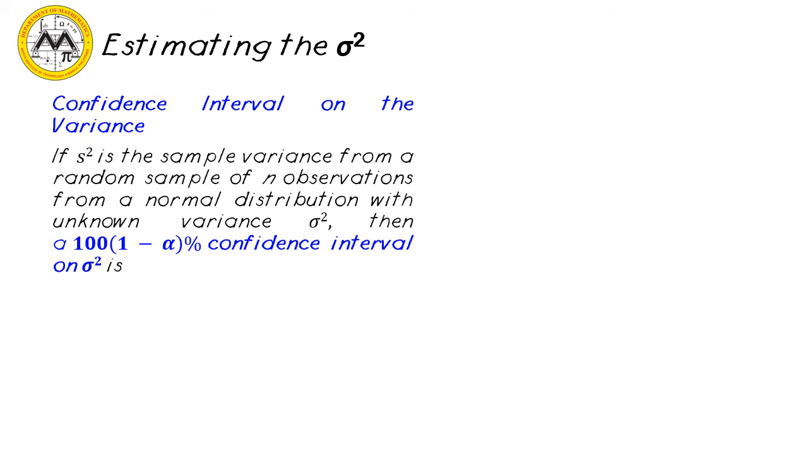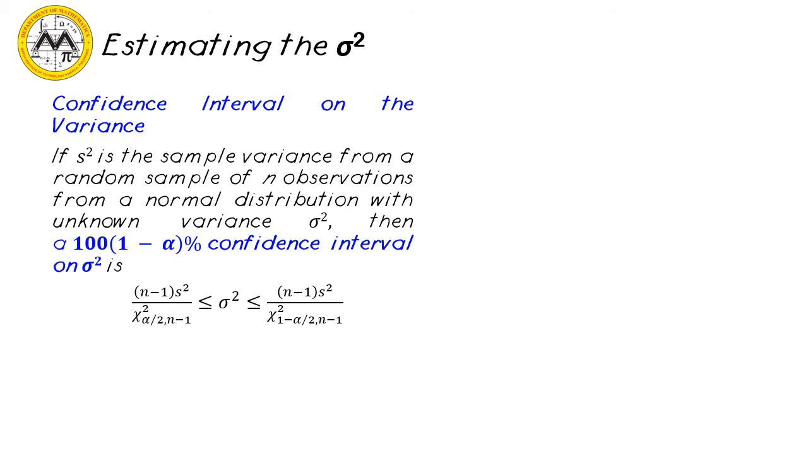For the confidence interval on the variance, if S squared is the sample variance of a random sample of n observations from a normal distribution with a known variance sigma squared, then a 100 times 1 minus alpha percent confidence interval on sigma squared is given by n minus 1 S squared over chi squared of alpha over 2, n minus 1. And the upper limit would be n minus 1 S squared over chi squared of 1 minus alpha over 2, n minus 1.